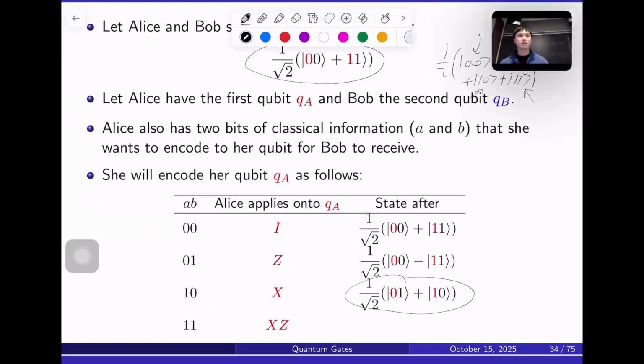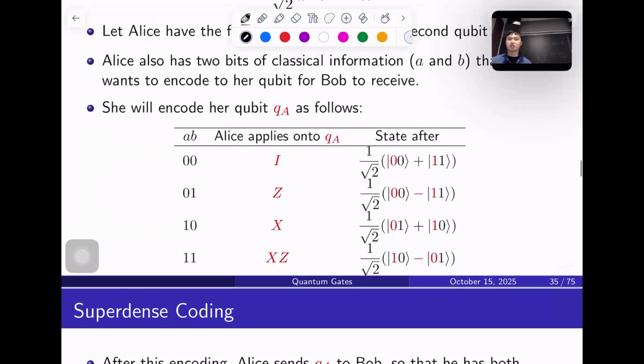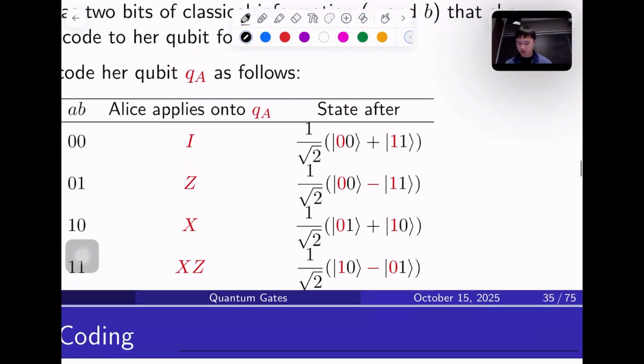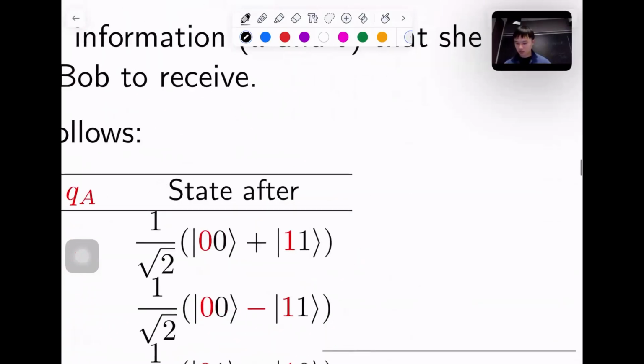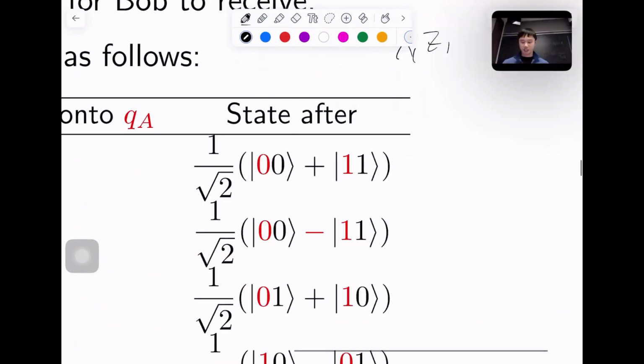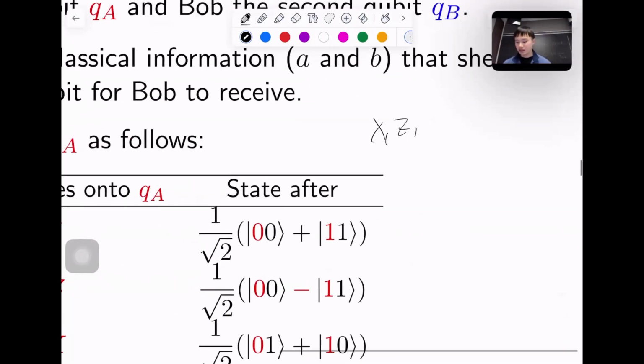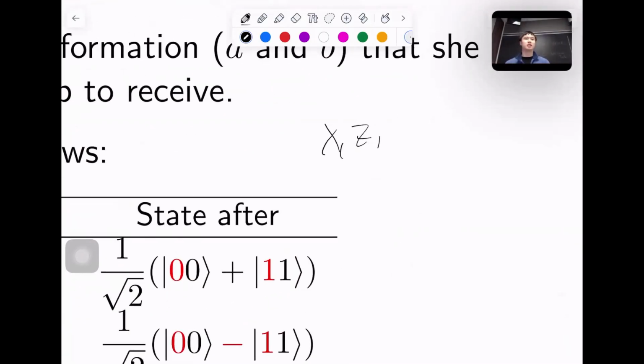Okay. So basically, as we apply X, we'll get this resulting state. And then if we apply the last case, XZ, we'll get this resulting state. Does anybody want me to work through these in more detail, or do you just want to trust? Sure. Okay, let's show why if you apply XZ, you're going to get this resulting state. I'm going to use a subscript 1 to denote that I'm doing this on my first qubit.